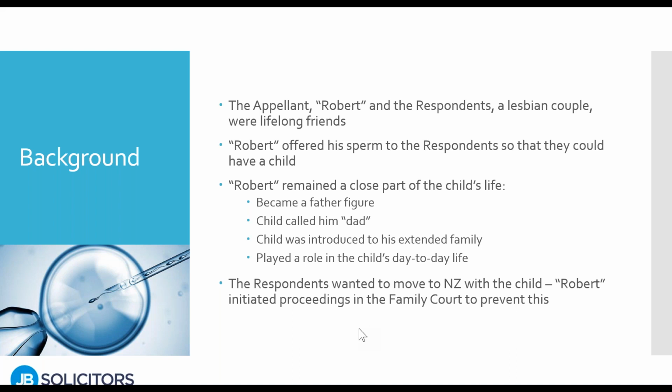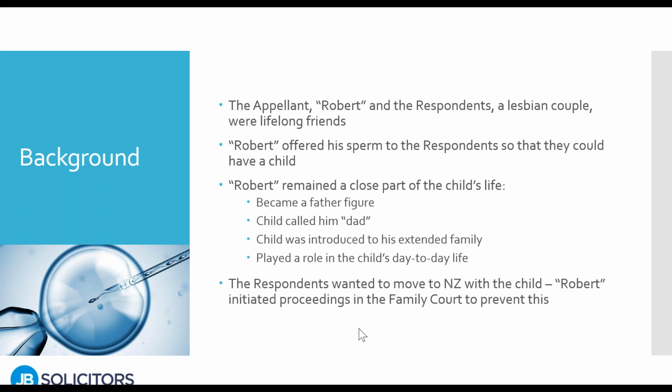Whilst Robert relied on the Family Law Act to assert his right as a parent, the respondents, and this is where we get into a few constitutional issues with the decision, the respondents attempted to use the provisions of the New South Wales Status of Children Act, like I said, it's a state legislation, to support their assertion that Robert should not be considered a parent.